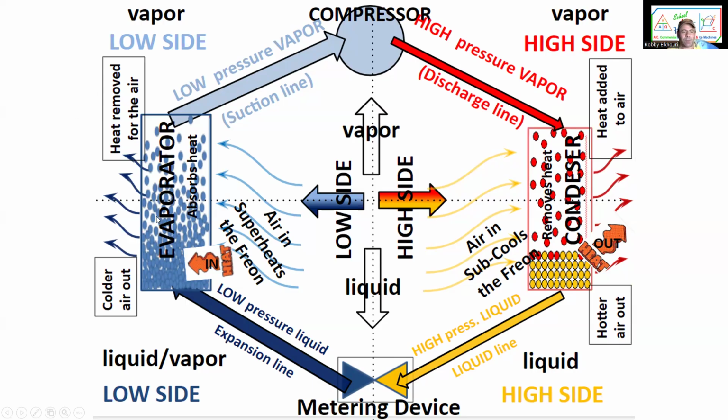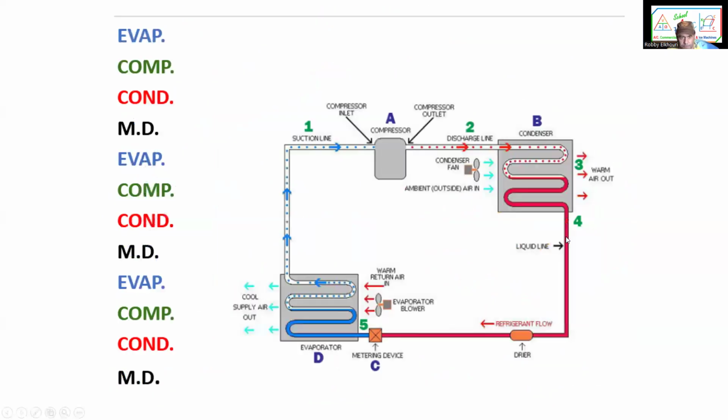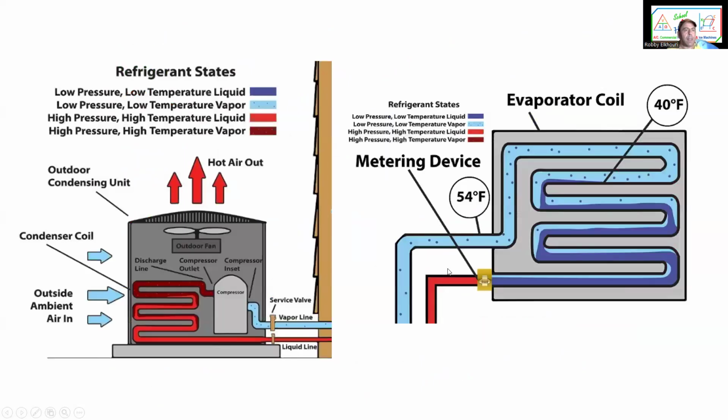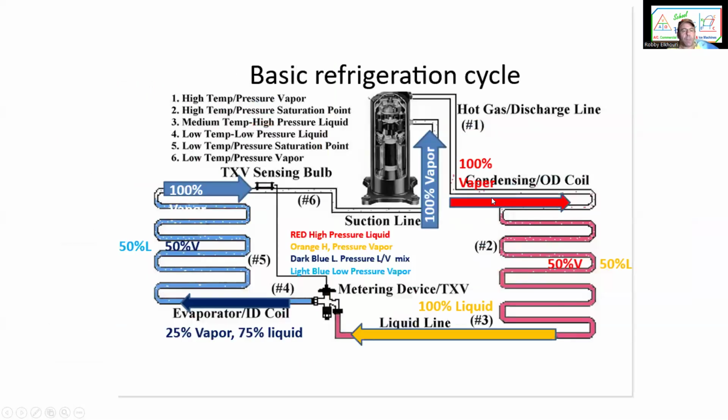And heat enters the evaporator, heat is removed from the condenser. Let's look at another diagram here. This is also another way of looking at it. This is explaining superheat and subcooling. The next chapter will cover that. The outdoor unit, the indoor unit, another way of looking at it. We're going to stop here.